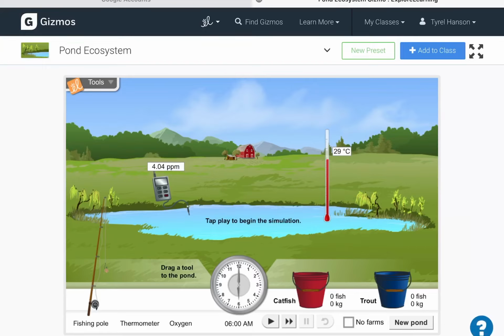Now, I'm going to hit play, and when I do, time will begin to progress. Right now it's reading 6 a.m. As time progresses, the day is going to get warmer. That means the sun is shining brighter on the lake, and that's why we have the thermometer, to verify that the temperature is increasing. Also watch what happens to the amount of oxygen. We're almost to 7 o'clock, and we see that our oxygen is increasing a little bit, and it's beginning to go faster and faster as it increases.